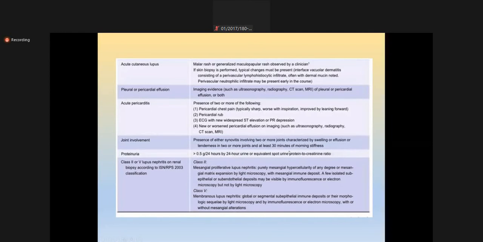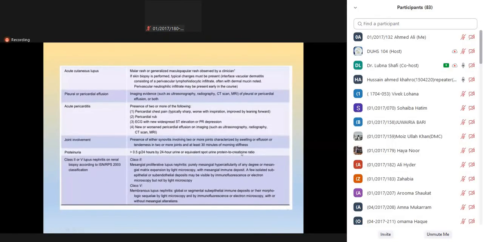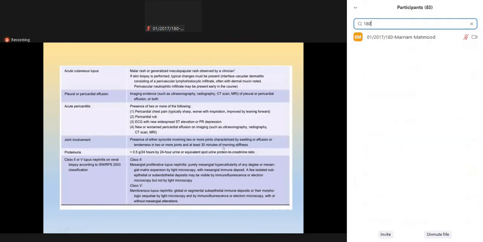We have to collect the urine for 24 hours, and then send it for 24-hour urine protein levels. Or sometimes there is a specific test, the protein to creatinine ratio, which is a spot test. You simply go for one sample, which also helps us quantify the total protein loss.